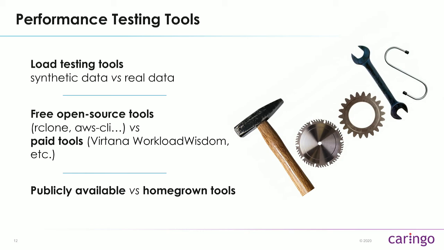Now, regarding the actual tools that we use to test, you have simple tools like rclone, AWS CLI, S5cmd. Even Wasabi has its own performance testing tool that you can use to test your own S3 compatible object storage cluster, right? But there are also paid tools, like for instance the Virtana Workload Wisdom, which is an appliance. A customer used this appliance recently to test Swarm. It was a use case where they were filling up the cluster and seeing how it behaves as you fill it up.